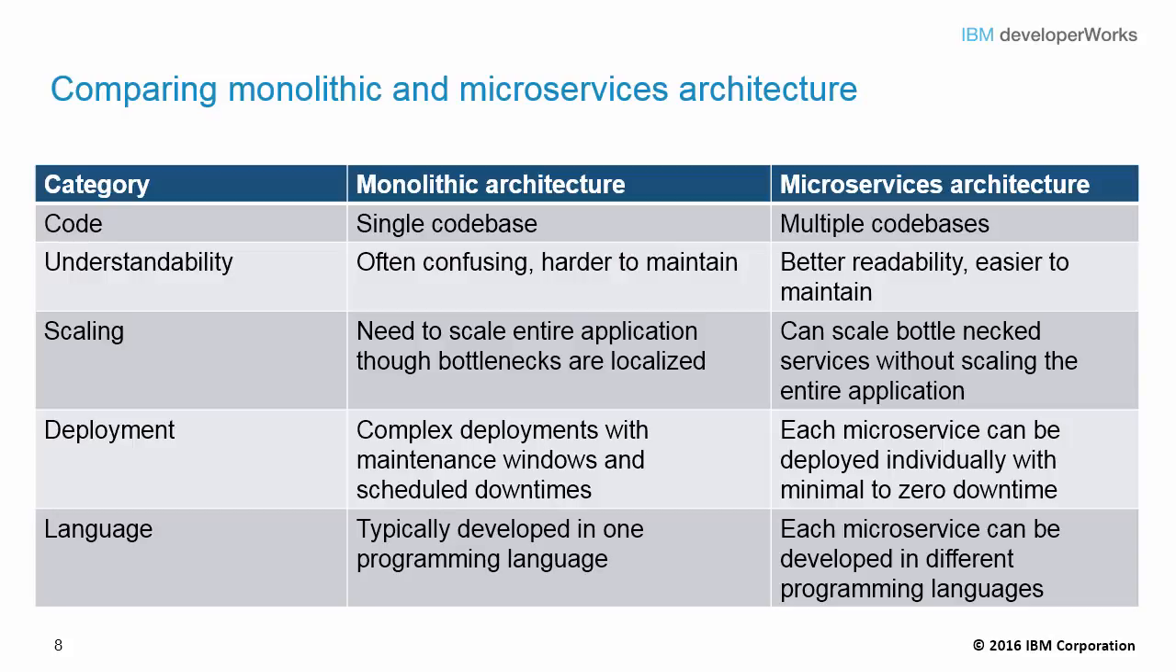As you see in this table, microservice architecture has multiple code bases. It is easier to maintain. We can scale bottlenecked services without having to scale the entire application. Each microservice can be deployed individually with minimal downtime and can be developed in different programming languages as required.